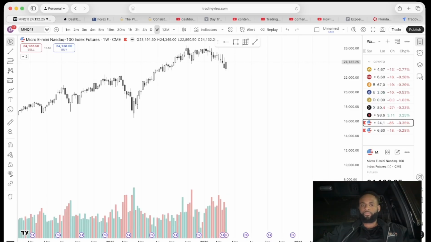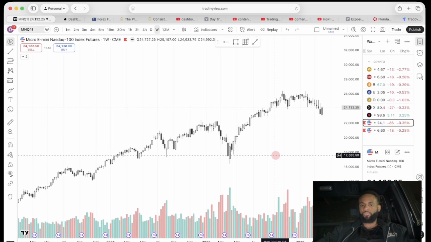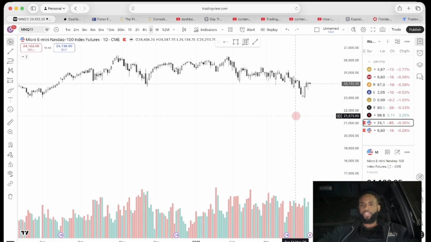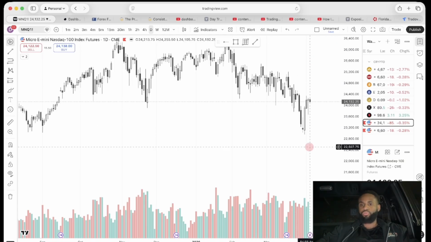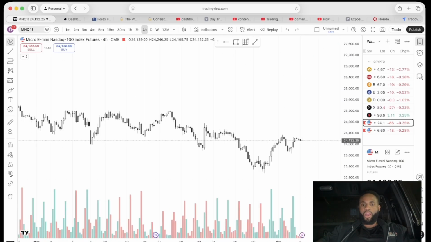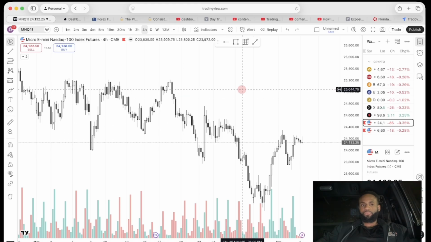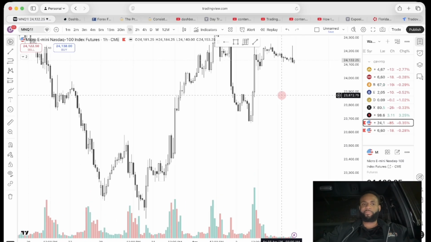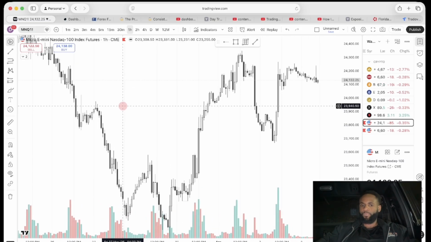Okay? If we go on the weekly, same thing. Each candlestick represents a week of price action. Daily, each candlestick represents a day of price action. 4 hour, they represent 4 hours of price action. 2 hours, 1 hour, same thing. Same exact thing. All right?